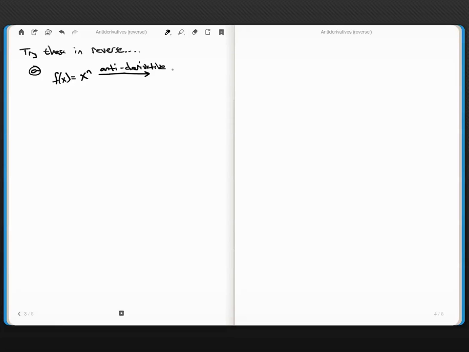Antiderivative. What is big F of x? Right, what's that going to be? Well, I remember that the power has to go up by 1. Right, so because when we differentiate, when we take the derivative, the power goes down by 1. But when we do the antiderivative, the power has to go up 1.